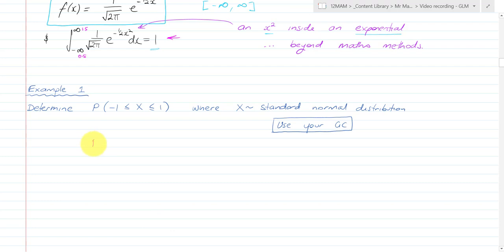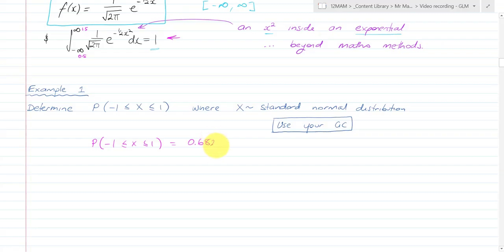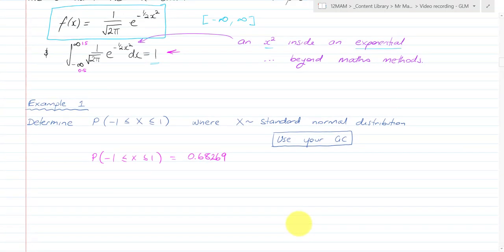So from my calculator, the probability that -1 is less than or equal to x is less than or equal to 1 is equal to 0.68269. It's probability. We try and keep it as accurate as we can without going too far. 4 decimal places is often quite good. So that's example 1. All the best.